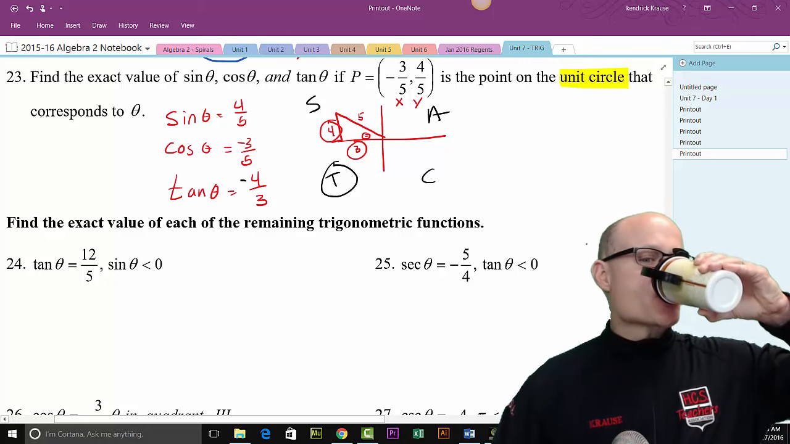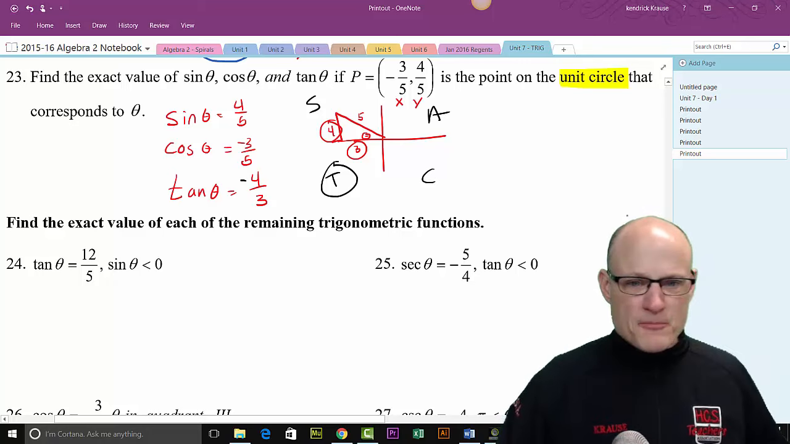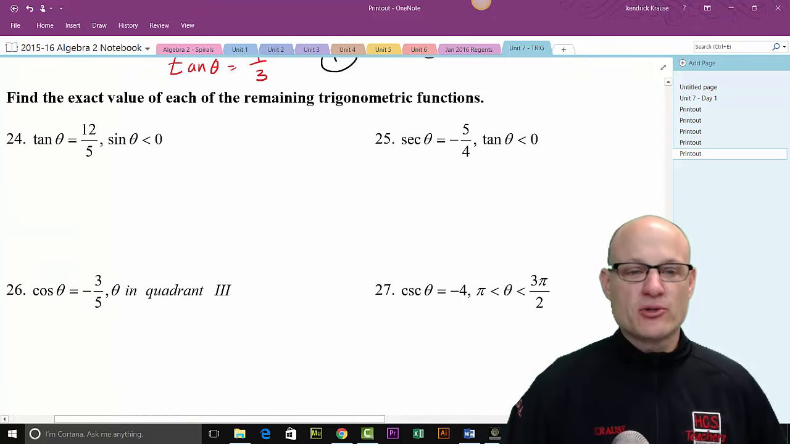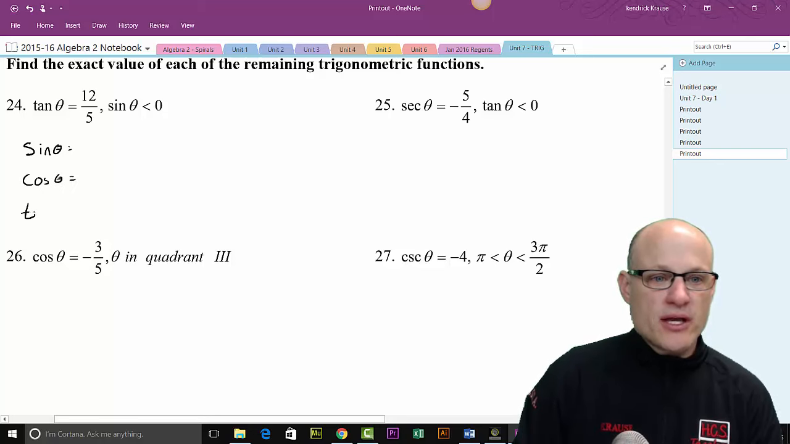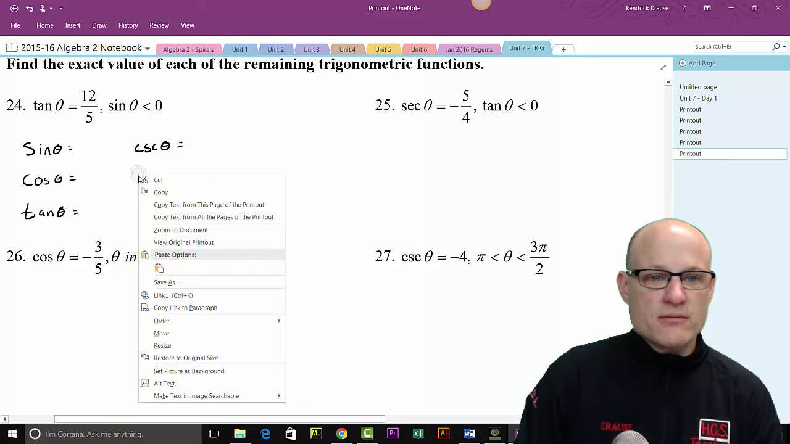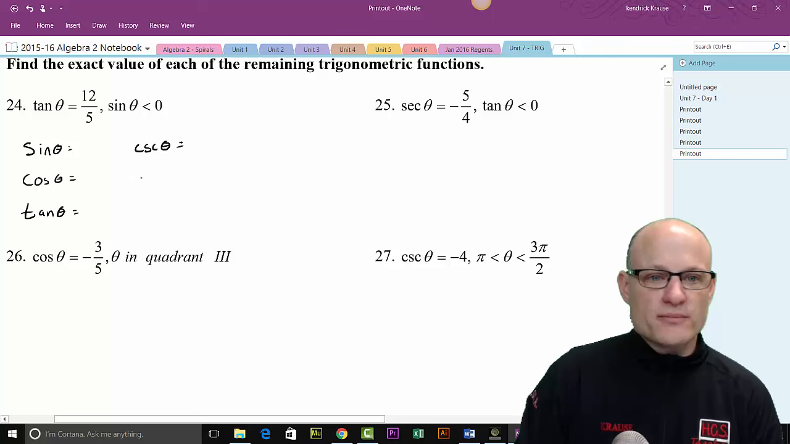All right, so these four very simple looking questions are not that simple. You have quite a bit of work to do. So sine of theta equals, cosine of theta equals, tangent of theta equals, cosecant of theta equals, what was I doing? Oh man, secant of theta equals. I just had some coffee too, and all of a sudden I had a brain fart. Cotangent of theta equals.